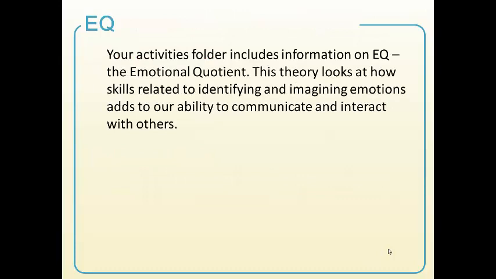So your activities folder for this module includes information on EQ, the emotional quotient. That's emotional intelligence, as I mentioned before. So you'll be exploring some links and thinking about where you might be in terms of your EQ, and it helps you to identify areas that you could work on to enhance your ability to communicate and interact with others in relation to emotion. So that'll move you toward the topics of the next module, which are less general about emotion, but more specific about the emotions that you feel.